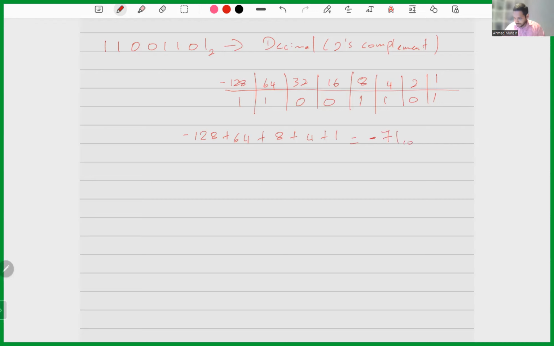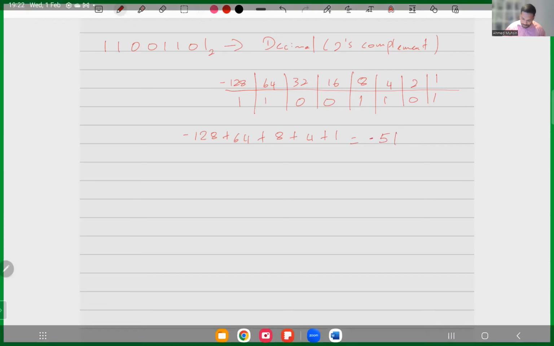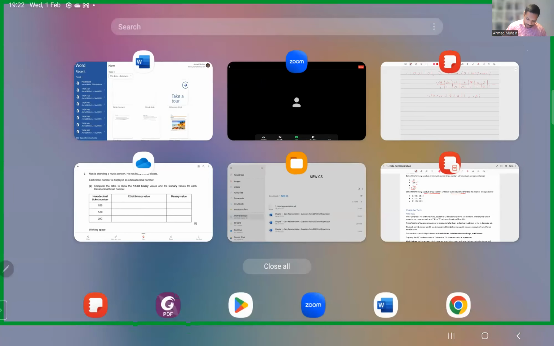Let me just reconfirm. So minus 128, 64 plus 8 plus 4 plus 1. Sorry, minus 51. My bad. I made a mistake, guys. It's minus 51. This is the value that we would get. So if possible, do try the other two as well.